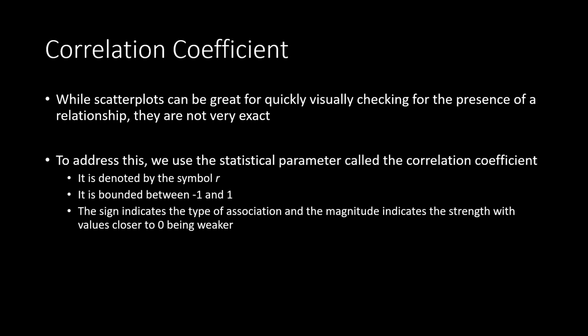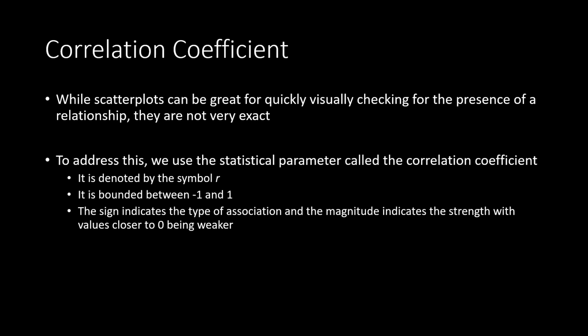Now, scatter plots are great for quickly looking at a set of data and deciding whether there is a relationship or not, but they're not very specific or exact. In order to have more exact representations of a relationship, we use something called a correlation coefficient. Now, you'll see this oftentimes denoted by the symbol R. It will be small and italicized.